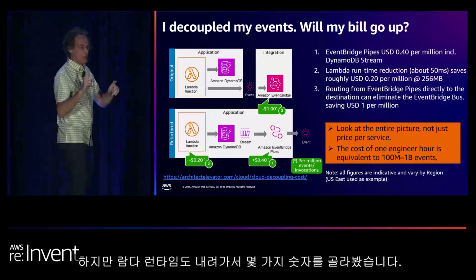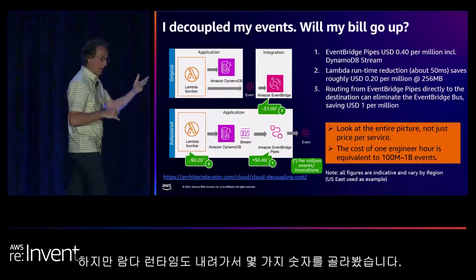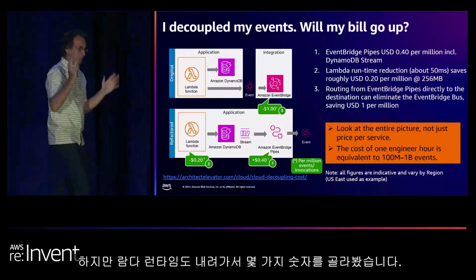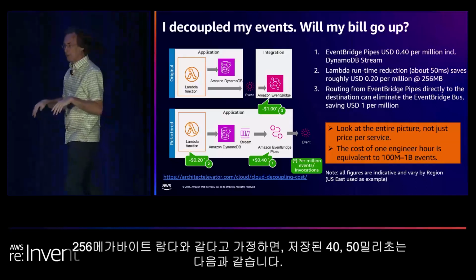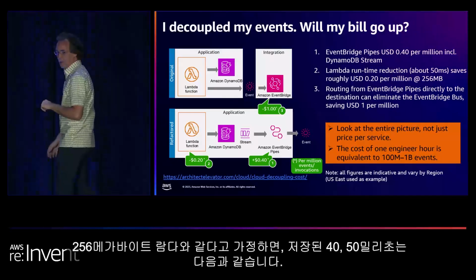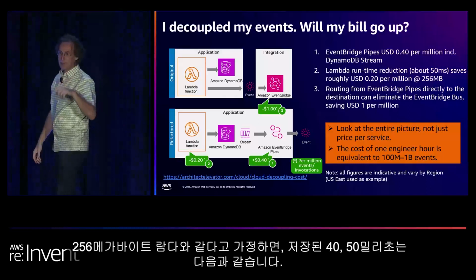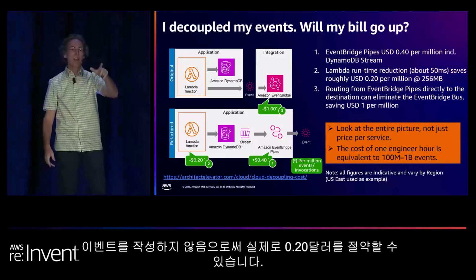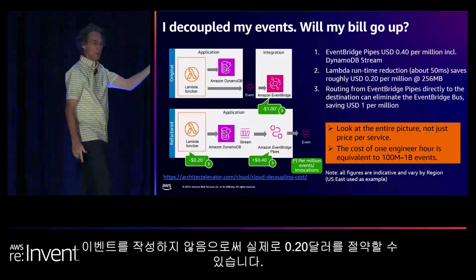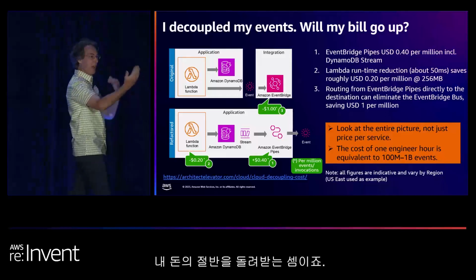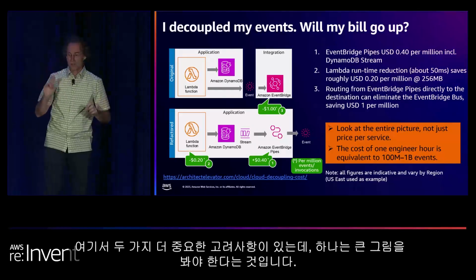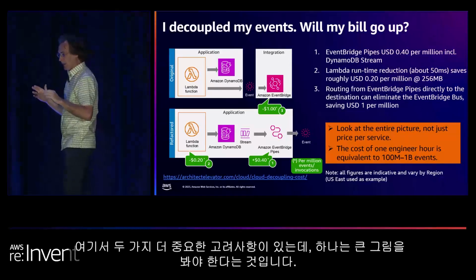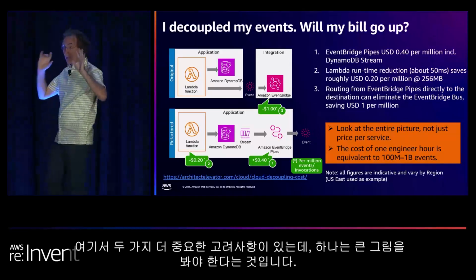But the Lambda runtime also went down, and I just picked some numbers, some typical numbers. Let's say that's like a 256 megabyte Lambda. So the 40, 50 milliseconds that were saved by not having to write the event actually saves you 20 cents. So it's like, oh, I'm getting half of my money back. Not bad, actually.